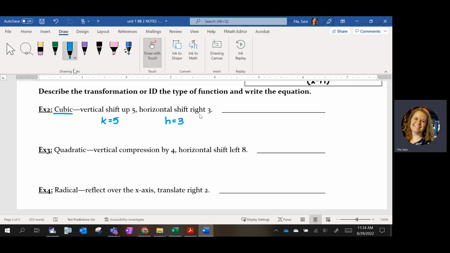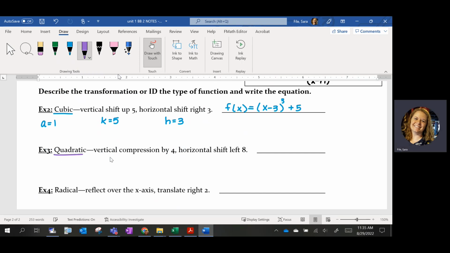They said nothing about a reflection or a vertical stretch. So that means my a value is just the understood 1. Okay, I don't have to write understood 1 though. So A does not need to get written. So I would say that this is x minus 3. And this is the cubic. So that's in the parentheses cubed. And then my plus k on the outside. So plus 5. Feel okay about that?